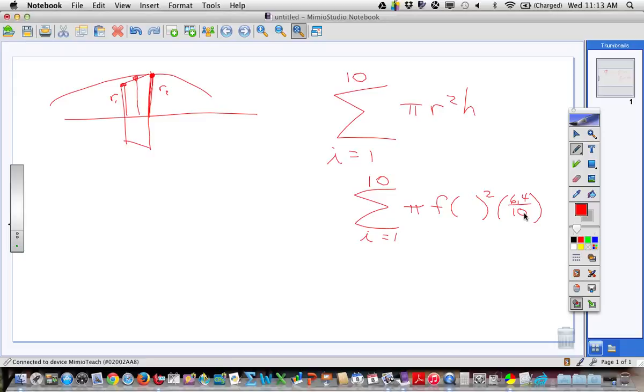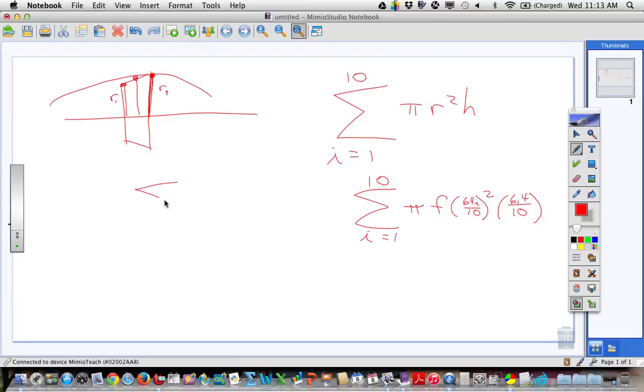Now, we could get real fancy in here, and we could go 6.4i divided by 10. That'd be the real fancy way to do it for their lemon. So when i is 1, the first slice would be 6.4 divided by 10, and then the second slice would be 6.4 times 2 divided by 10. That's where we could evaluate our function, and then that height would be our radius. If we really wanted to get fancy, we could do that.